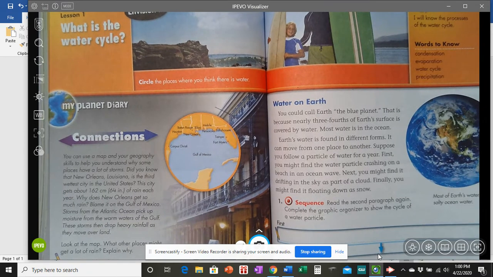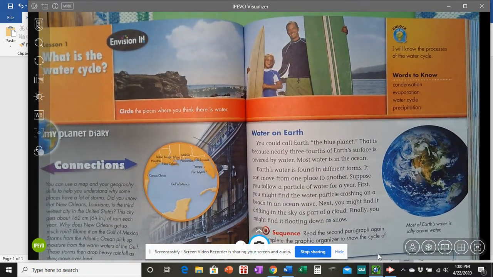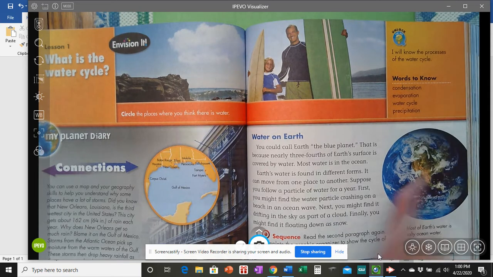Okay, what is the water cycle? And we're going to look at water on Earth. Okay, words to know: condensation, evaporation, water cycle, and precipitation.